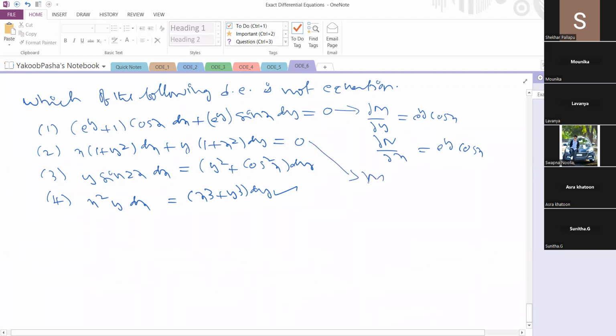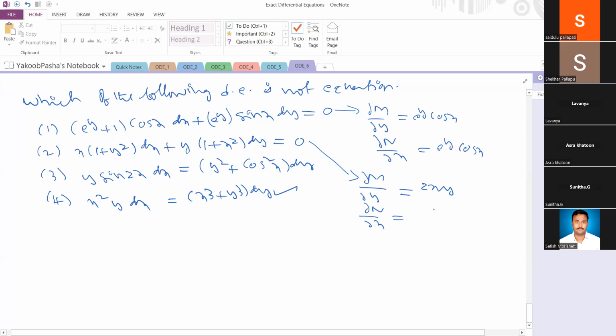Next, we see the second one. Here dou m by dou y is equal to 1 plus y square. Here y square constant. We differentiate with respect to what? X constant. So y means here 2x1. And dou n by dou x is equal to here y constant, x square differentiation 2x into y is 2x1. ఇది కూడా ఎగ్జాక్ట్ అవుతుంది.